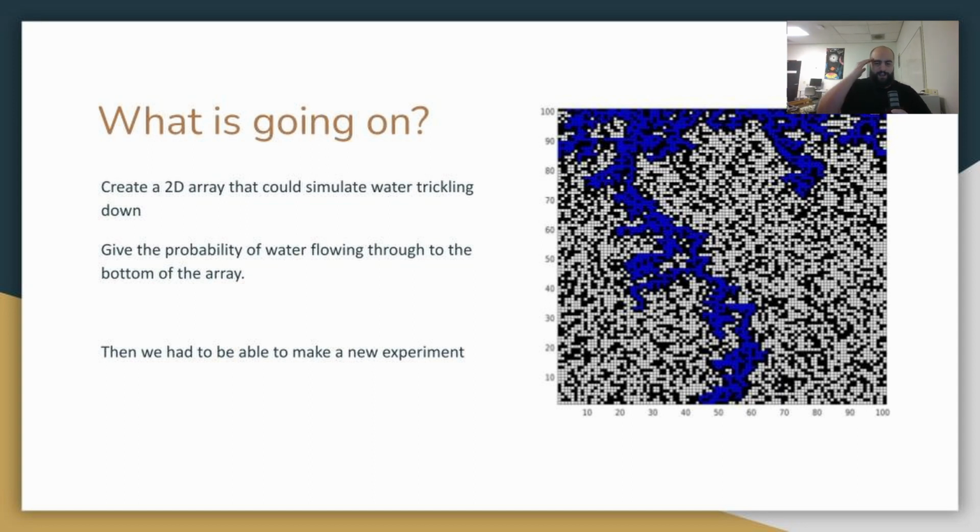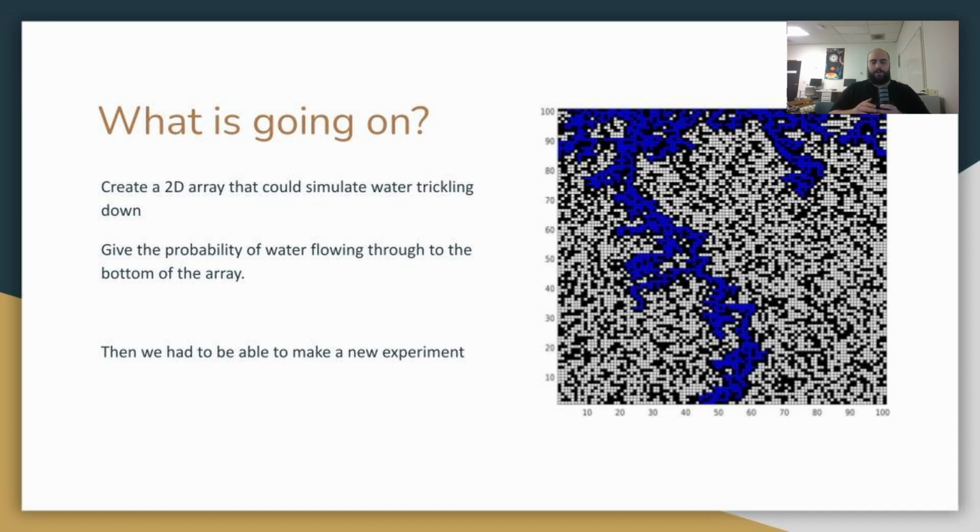You can see what one looks like right here. This is a much bigger one than what was required. This is 100 by 100. Exactly what it means by seeing if it trickled down. You can see a nice little path going through here, but all the other paths dead ended.